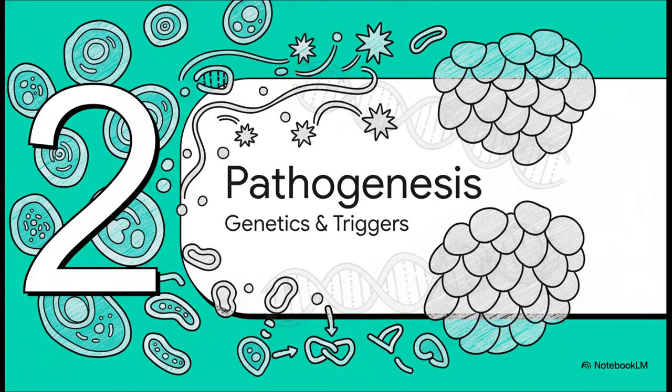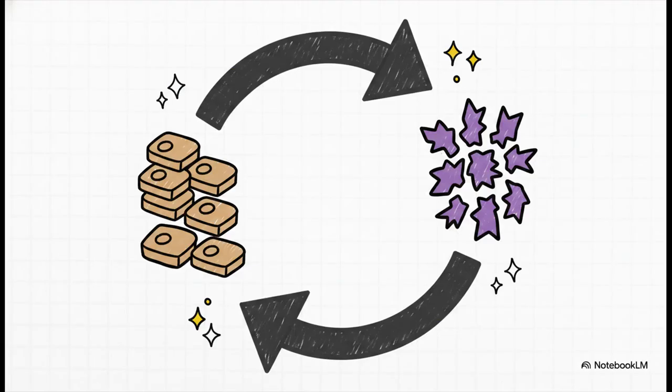Moving to Section 2. Pathogenesis and genetics. Let's zoom into the cellular level to understand what's actually driving this. While the exact initial spark is unknown, the pathogenesis here is essentially a relentless feedback loop. It's a true vicious cycle between two main players.